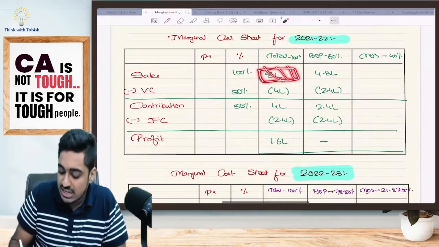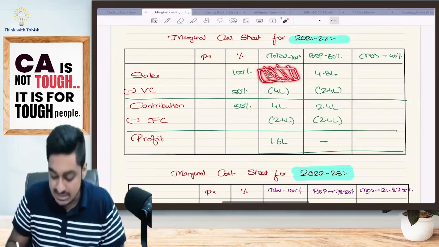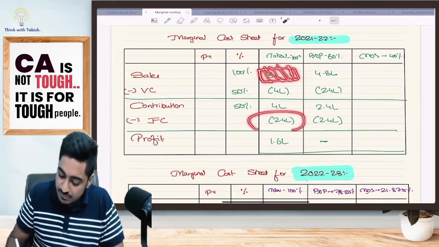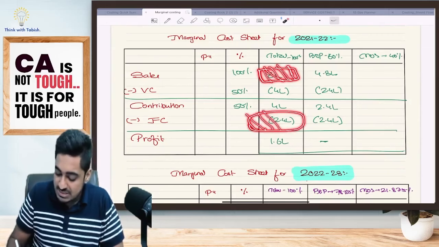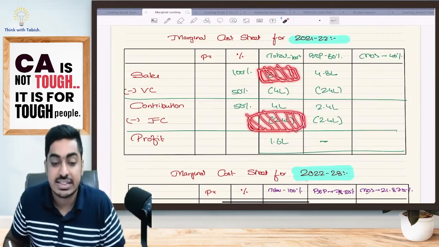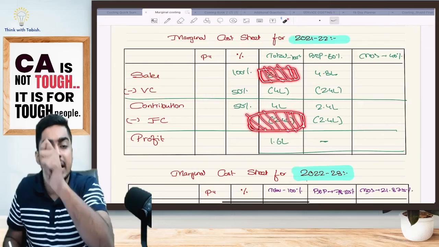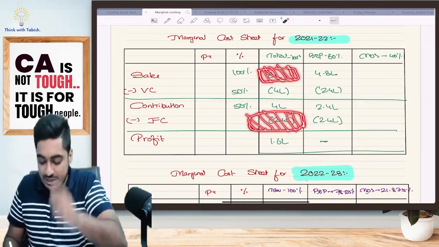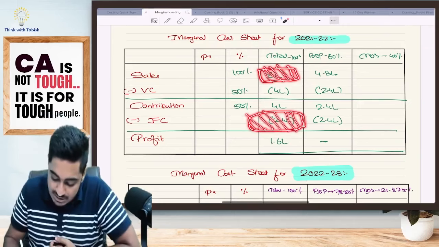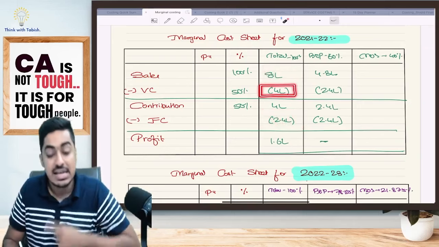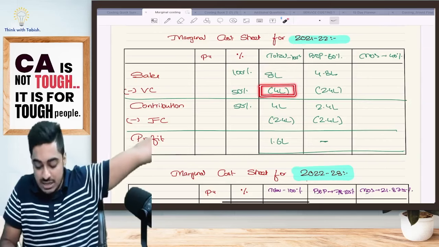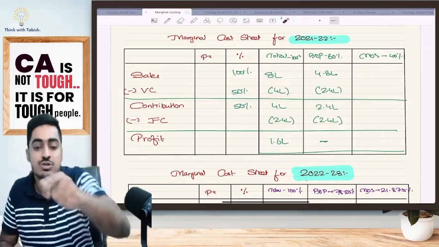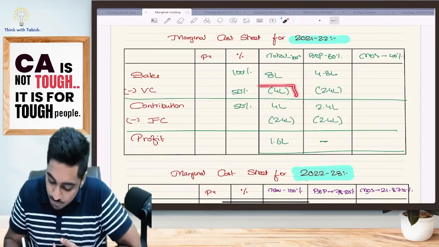No sir, because the question has specifically told me that selling price is changing. Can I use fixed cost of last year? No sir, because the question is specifically telling me that fixed cost is changing. That means the only data I can use to proceed further is variable cost. Last year, how much was my total variable cost? 4 lakh. This year also, total variable cost will be how much, students? 4 lakh only. Why?